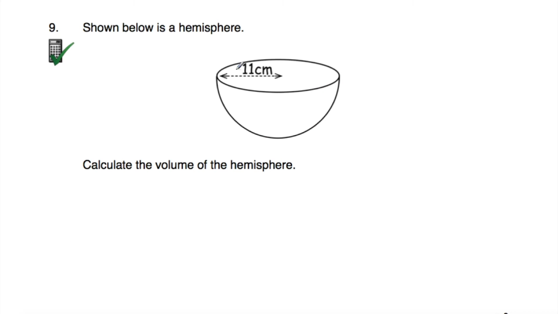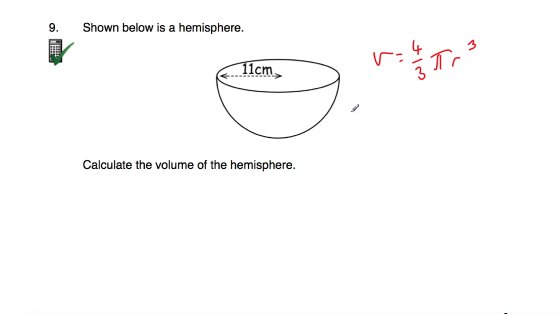Okay, so question number 9, we've been given this hemisphere, so half a sphere, and we've been asked to calculate the volume of the hemisphere. Now, in terms of finding the volume of the hemisphere, we just need to find the volume of the whole sphere and then just divide by 2. Now, the volume of a sphere is equal to 4/3 pi r cubed.